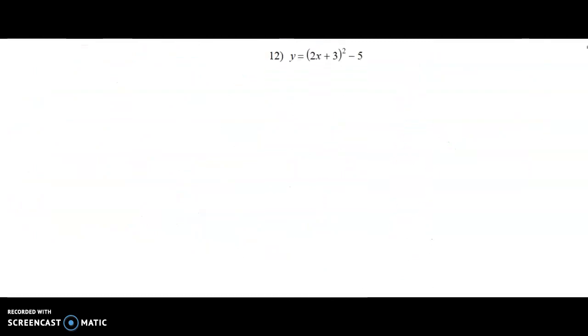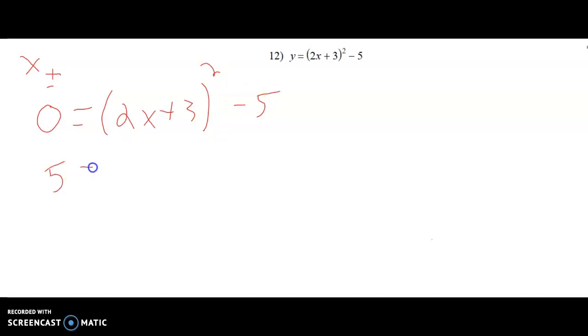This one's a little bit trickier. Try it on your own and then come back for some help. Okay, welcome back. Okay, the x-intercept. So you move the 5 over. Now to get rid of the square, I know I need to take the square root. I don't know what the square root of 5 is. Okay, just leave it as square root of 5.